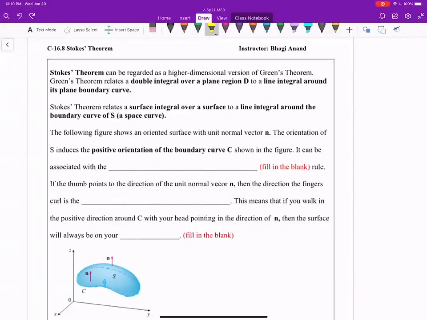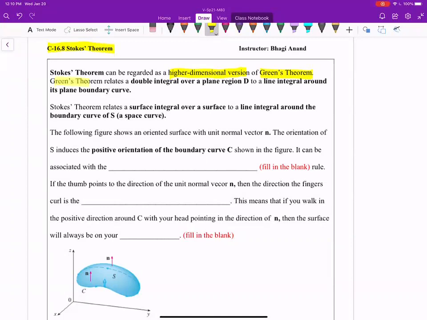Welcome everyone. In this video, I will be covering section 16.8, Stokes' Theorem. Stokes' Theorem can be regarded as a higher dimensional version of Green's theorem. You already saw Green's theorem.